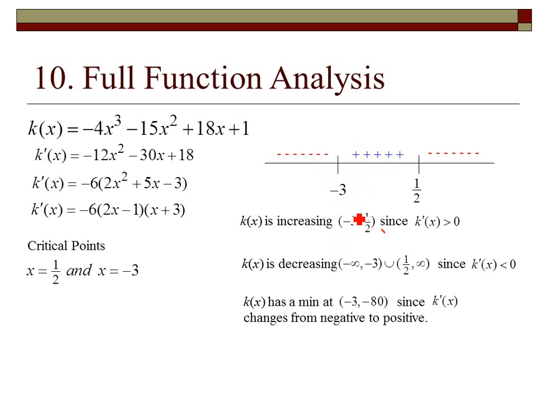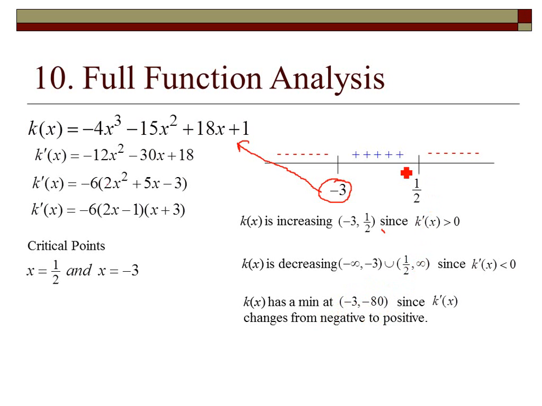And if I want to find the x coordinate, which I do, take negative 3 and plug it into the original equation. That's where the negative 80 comes from. So that's my relative min. This will help me to scale my graph now. So I'll have that graph go by tens on the y-axis.